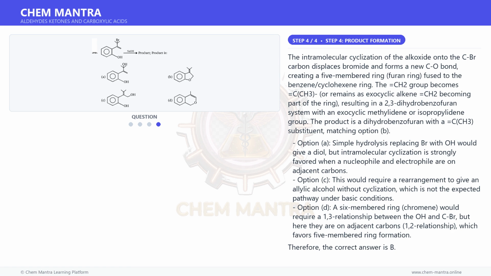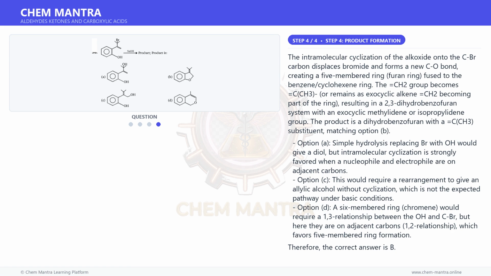The =CH2 group becomes =C(CH3), or remains as an exocyclic alkene =CH2 becoming part of the ring, resulting in a 2,3-dihydrobenzofuran system with an exocyclic methylidene or isopropylidene group. The product is a dihydrobenzofuran with a =C(CH3) substituent, matching option B.